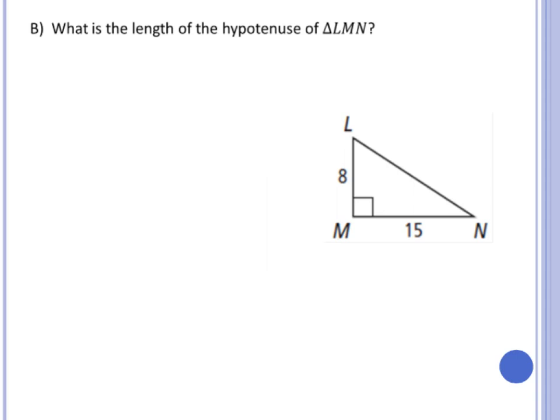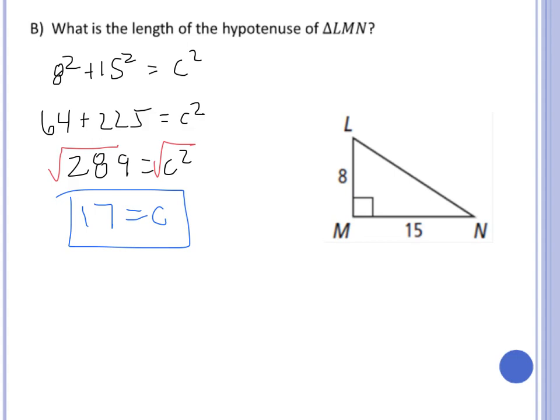I want you to pause the video to see if you can get the correct answer for Ln. You should have gotten that C is equal to 17. The process is still the same, and remember, it's always going to be a positive because I'm talking about length.